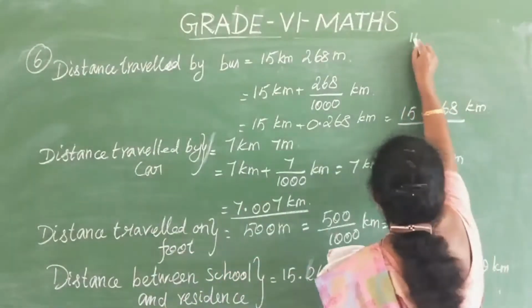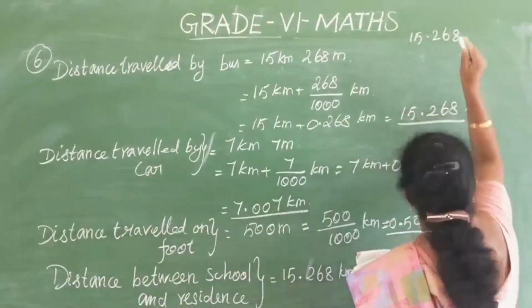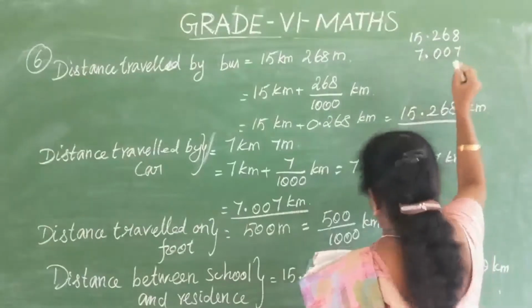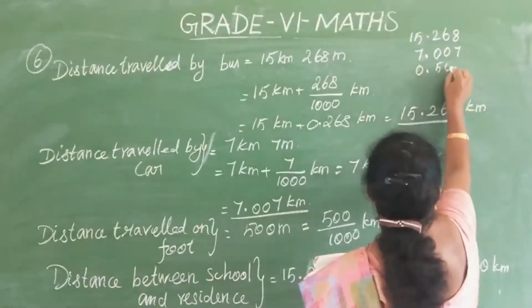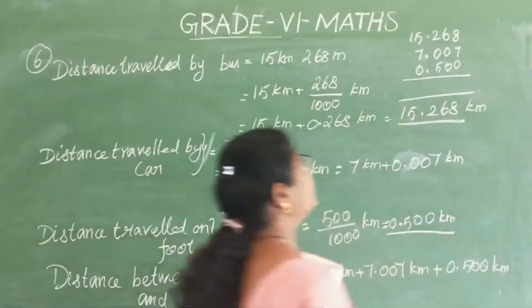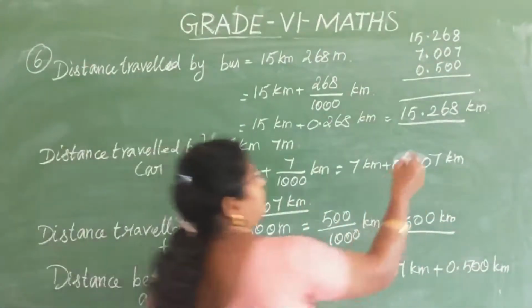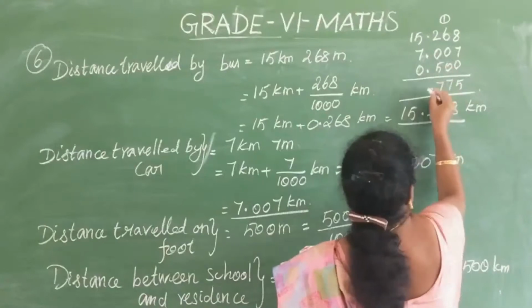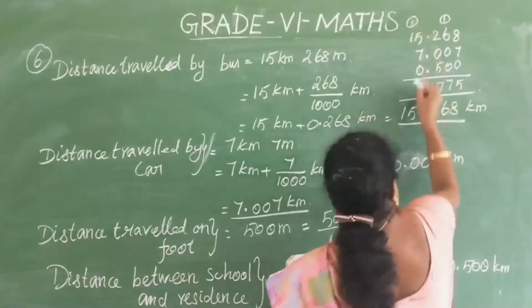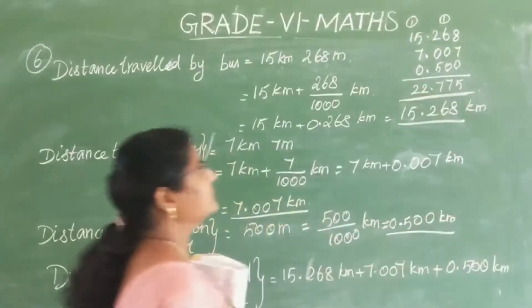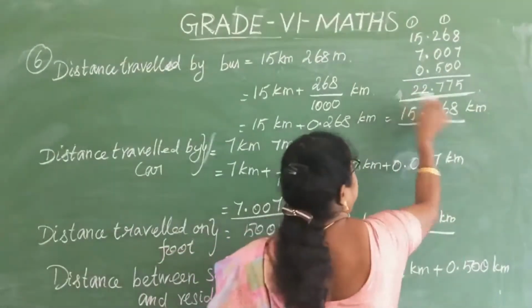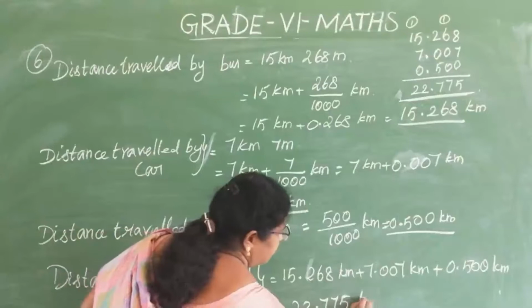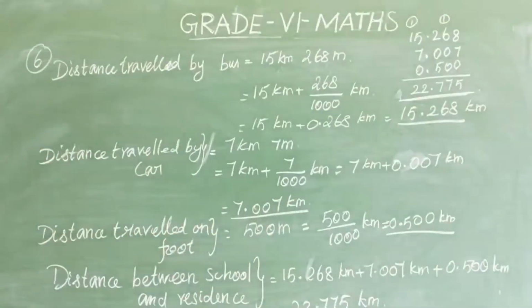Right here, 50.268, then 7.007, then 0.500. Okay, we have to add. How much? The answer is 57.775 kilometer. Understand?